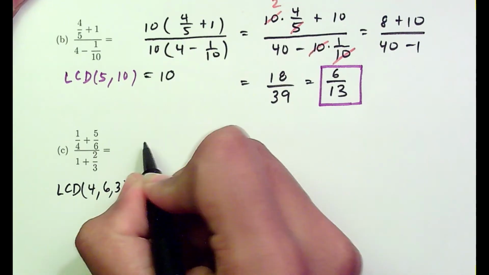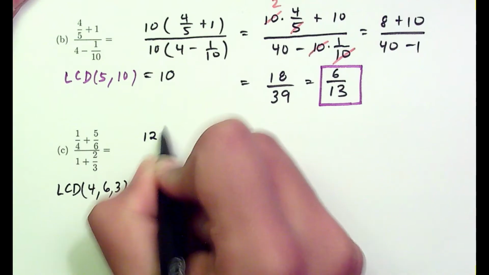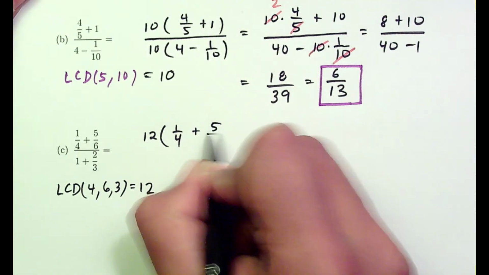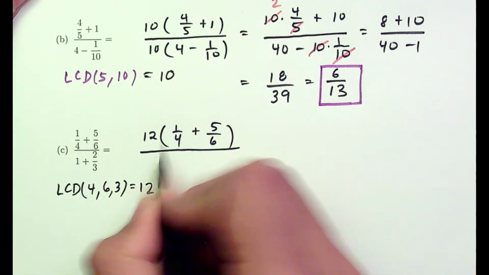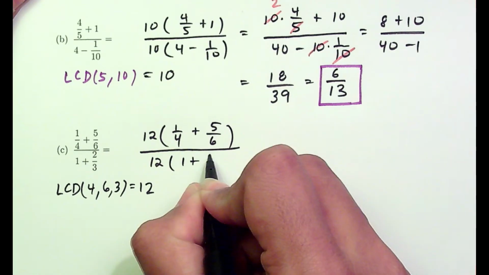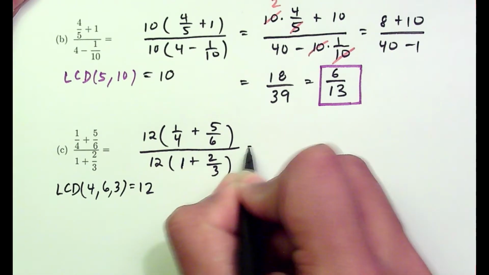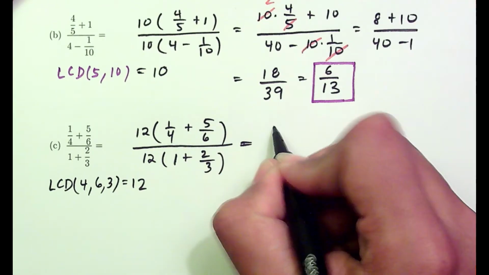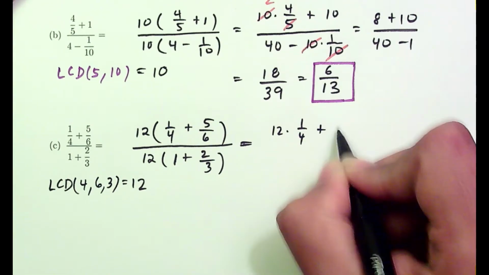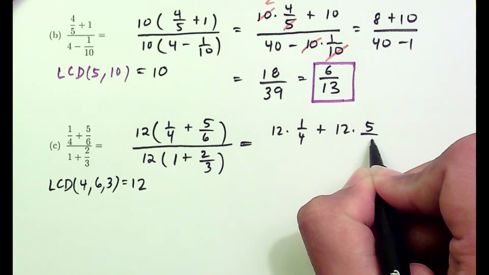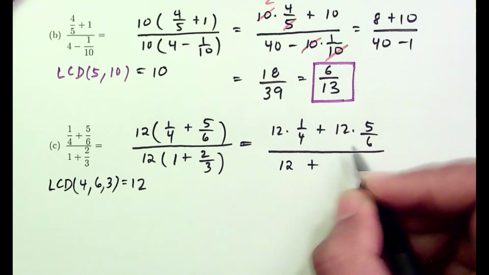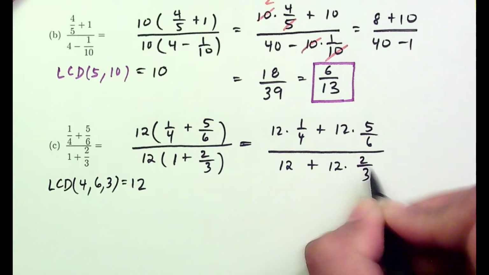All right, so let's multiply by 12, top and bottom. Everything gets multiplied by 12, so we're going to have 12 times 1/4 plus 5 over 6. And then you multiply the bottom as well by 12, so 1 plus 2/3. Okay, so then let's see. Distribute. So you're going to get 12 times a quarter plus 12 times 5/6. All that over 12 times 1, which is 12, and then 12 times 2/3.